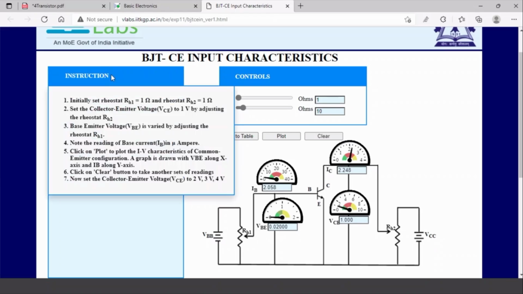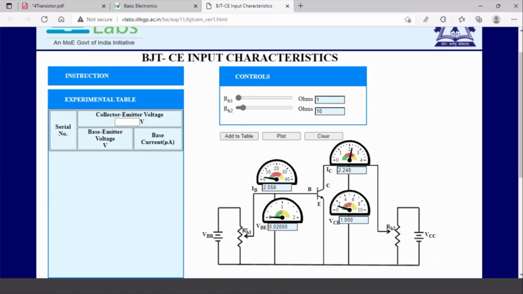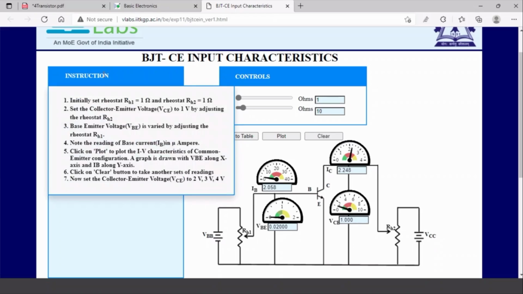Next instruction is, vary the base emitter voltage by varying RH1 and note the reading of base current, and this current is in microamperes, for different values of VBE. So click on plot later and clear the set of readings and repeat this experiment for VCE of 2 volt, 3 volt and 4 volt.